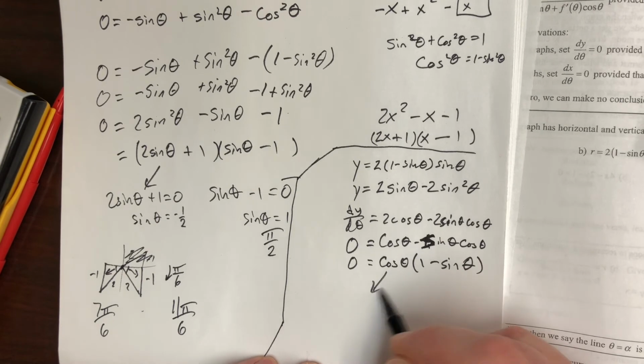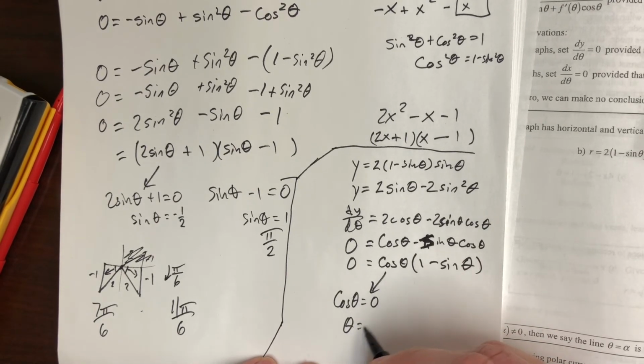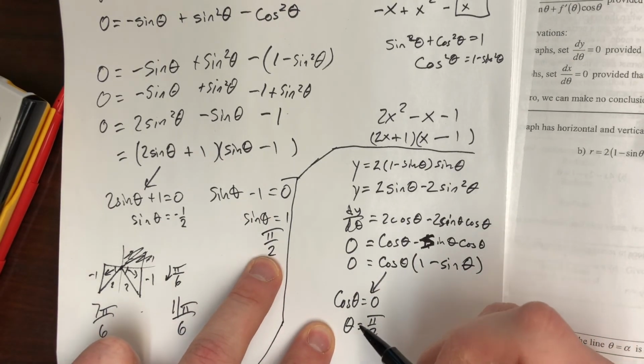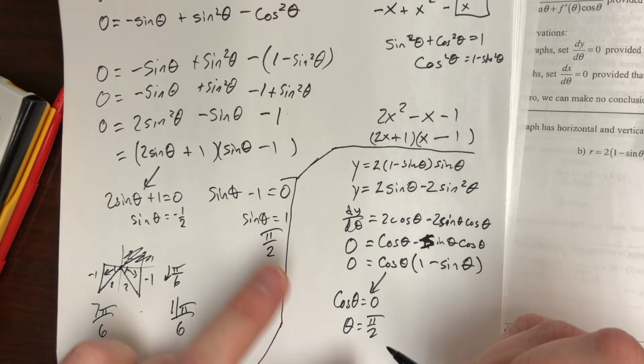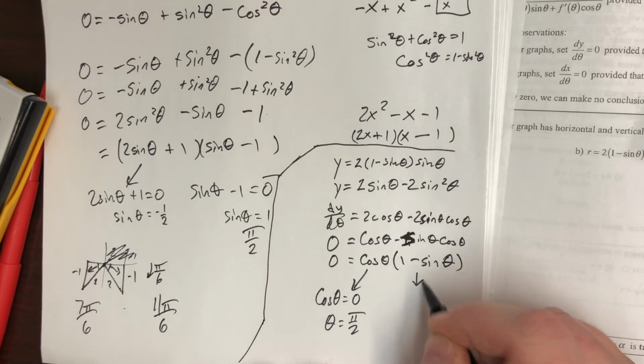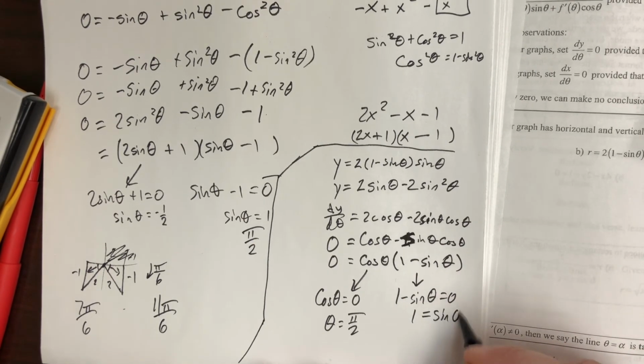So when does cosine theta equal 0? Oh, it happens to equal 0 at pi over 2. Oh, so we got pi over 2 both times. That's a problem. So we'll talk about what happens there when we look at the graph. 1 minus sine theta, let's set that equal to 0. So I'll add the sine to both sides. 1 is sine equal to 1 at pi.